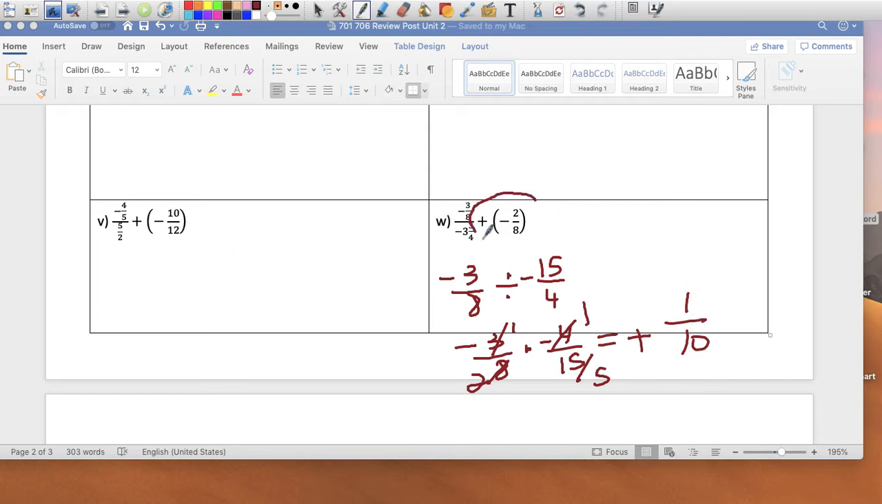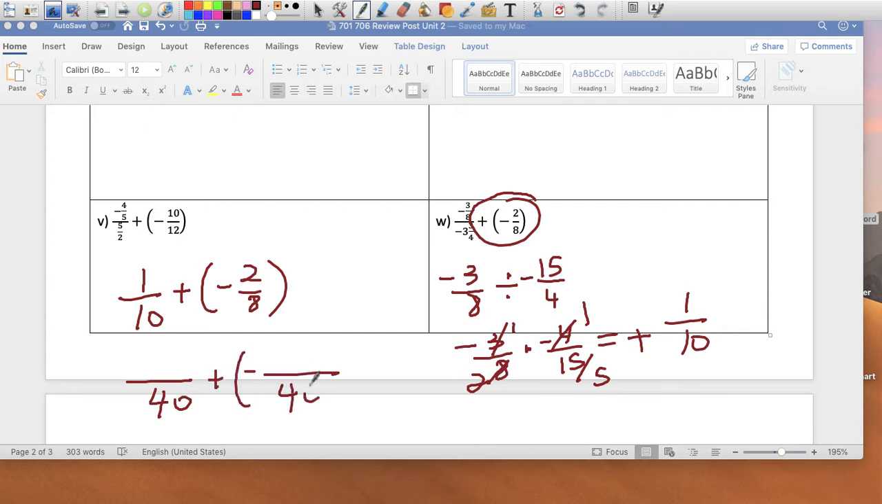Now I can do this part right here. 1 over 10 plus negative 2 over 8. The LCM is 40. So times 4 times 4 is 4. Times 5 is 10. Who's going to win? The negatives, right? So it's going to be 40, so negative, and 4 plus negative 10 is negative 6.